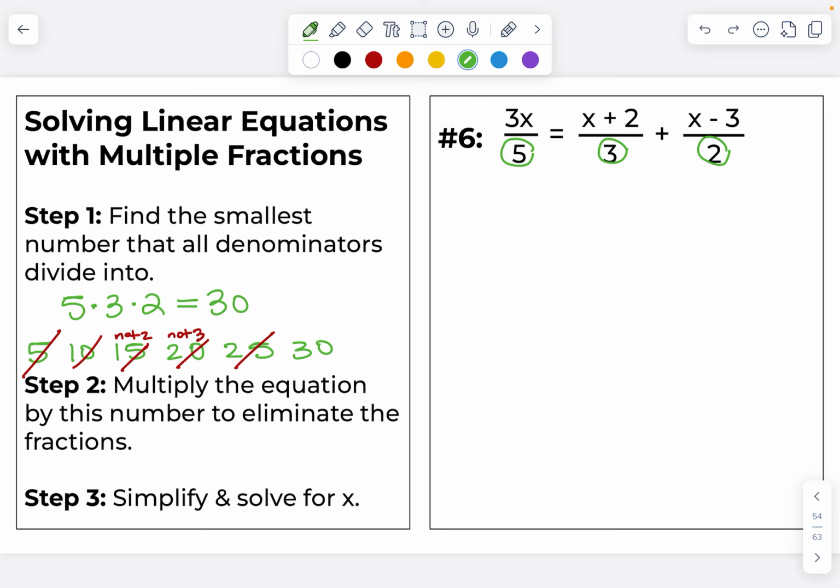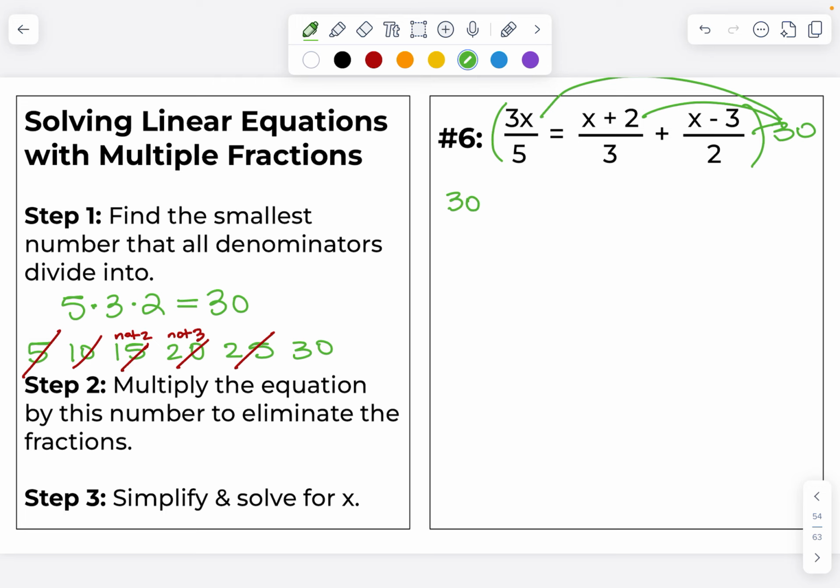So we are going to multiply this whole thing by that least common factor. The least common factor between 5, 3, and 2 means the smallest number that 5, 3, and 2 all divide into, which is 30. So we're going to multiply this equation by this number to eliminate the fractions. When I multiply by 30, I need to multiply every part of my equation by 30.